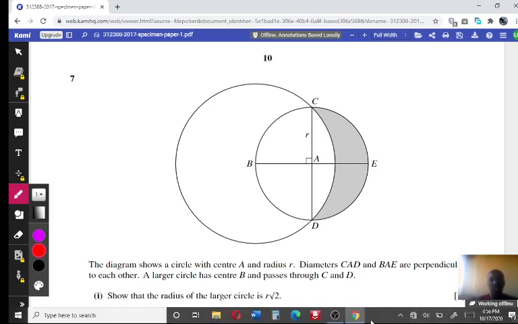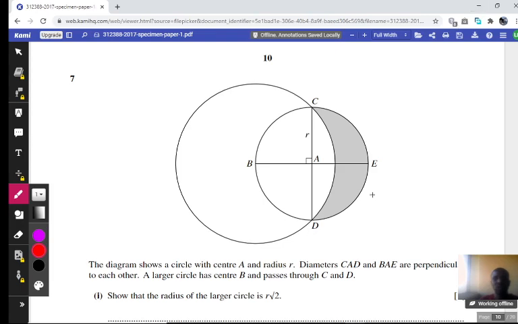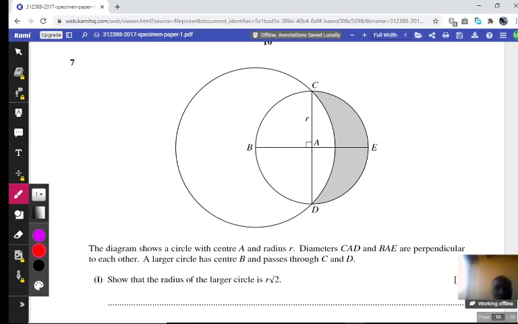It's actually very, very easy. Right, so let's continue. To show that the radius of the larger circle is r root 2, the radius in this one is BC.